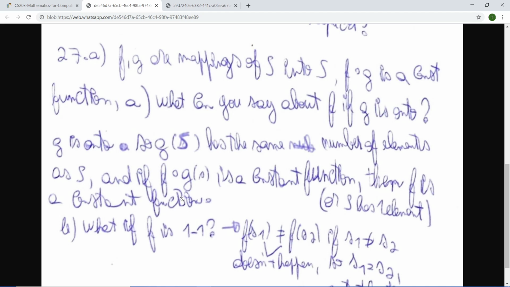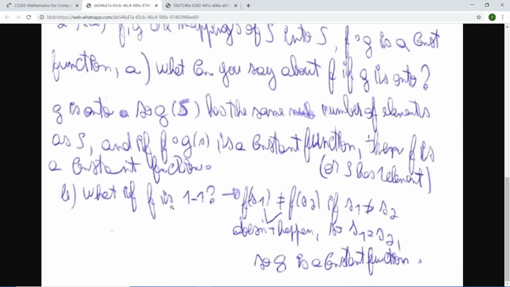I found that there is one exception to this: if S only has one element, because then f doesn't necessarily have to be a constant function, it just has to be any function.